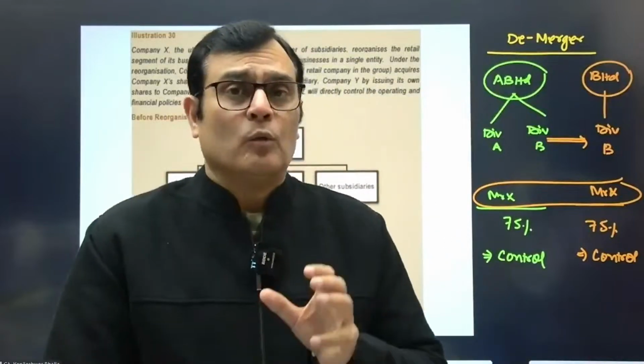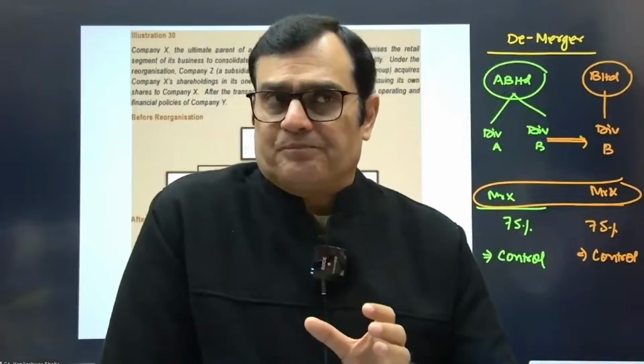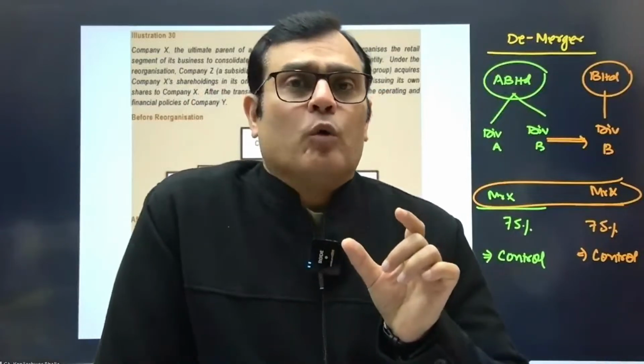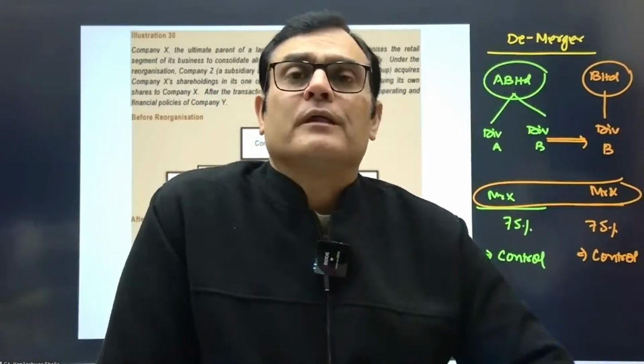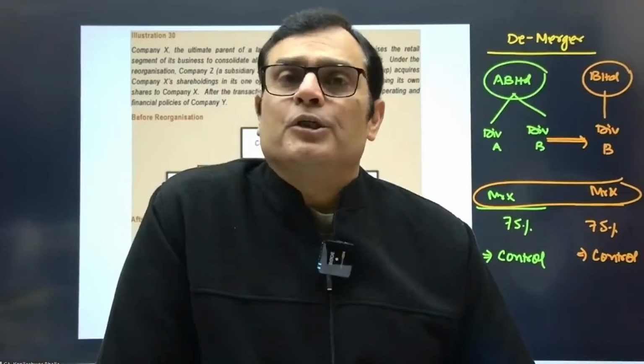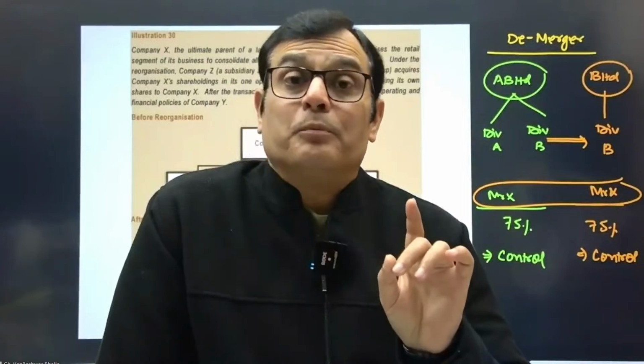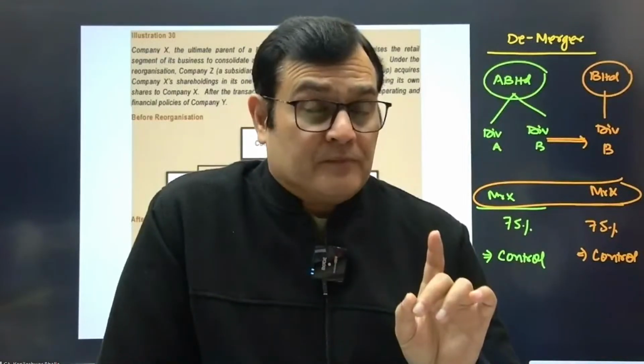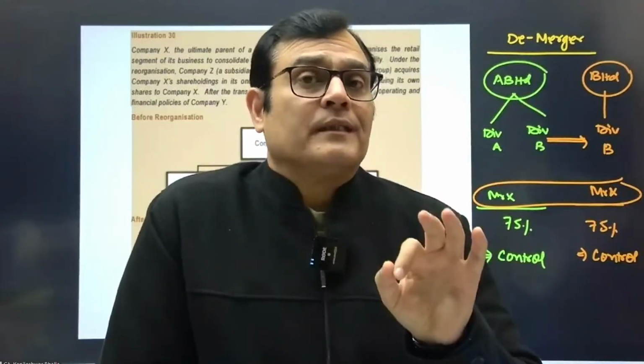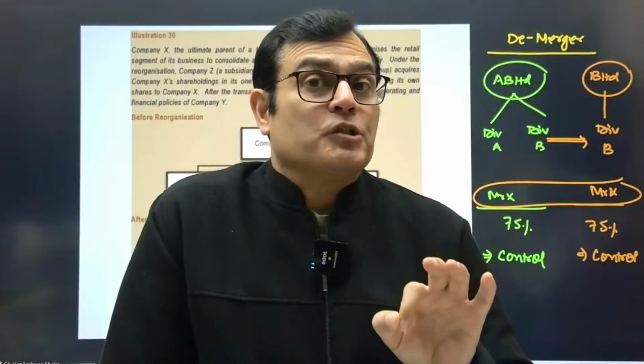But as of now, what you need to keep in mind is that if you want to bring a particular transaction in a common control, you need to prove 2 parameters. Number 1, you need to prove that there is a control pre and post business combination. And number 2, you need to prove that this is not something which is artificially structured.